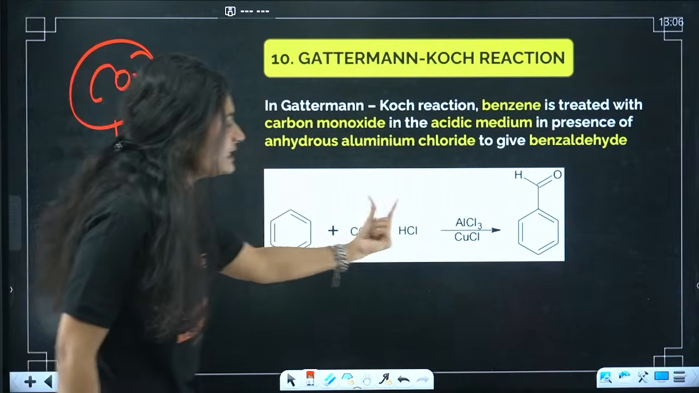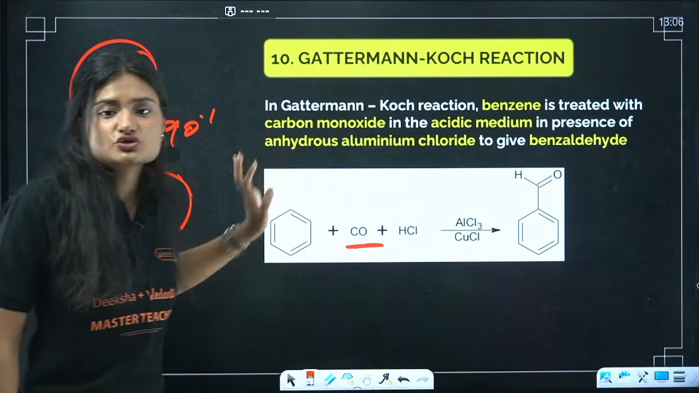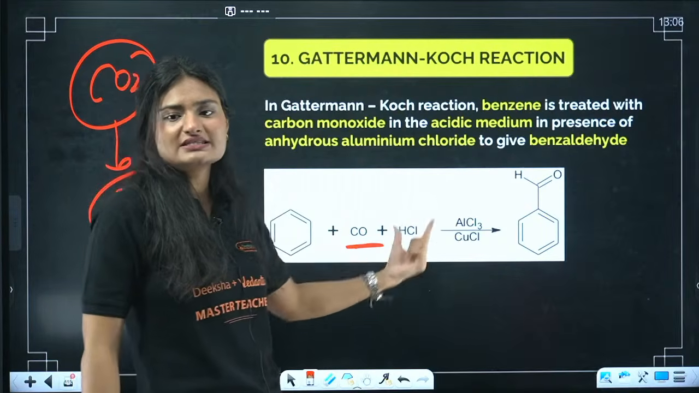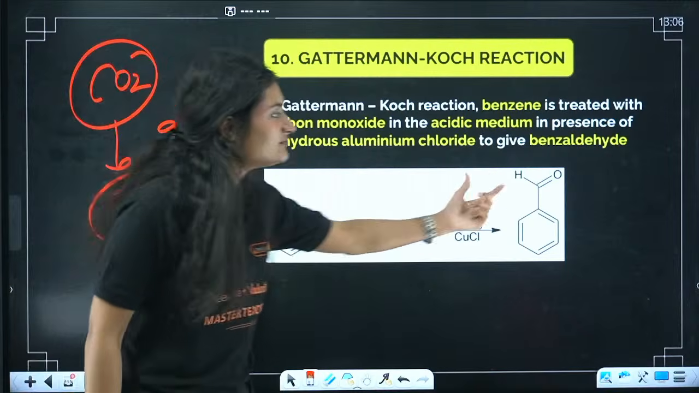Now Gattermann-Koch is very easy. Benzene treated with CO and HCl in the presence of AlCl3 and CuCl gives benzaldehyde. Remember this reagent: CO, HCl and AlCl3. This is the Gattermann-Koch reaction. When you treat it, we get benzaldehyde.